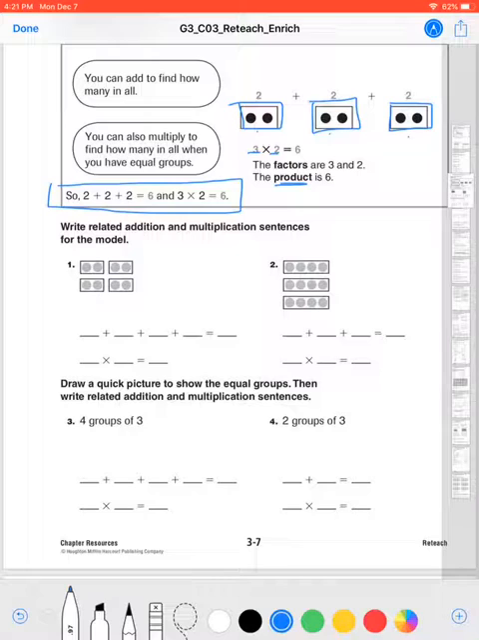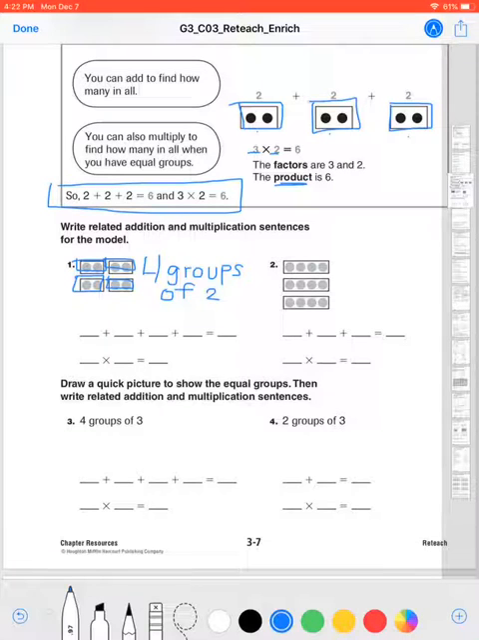Write related addition and multiplication sentences for the model. So here, let's look at how many squares we've got. We've got 1, 2, 3, 4. So I'm just going to note over here that we have 4 groups of how many in each? 1, 2. We have 4 groups of 2.